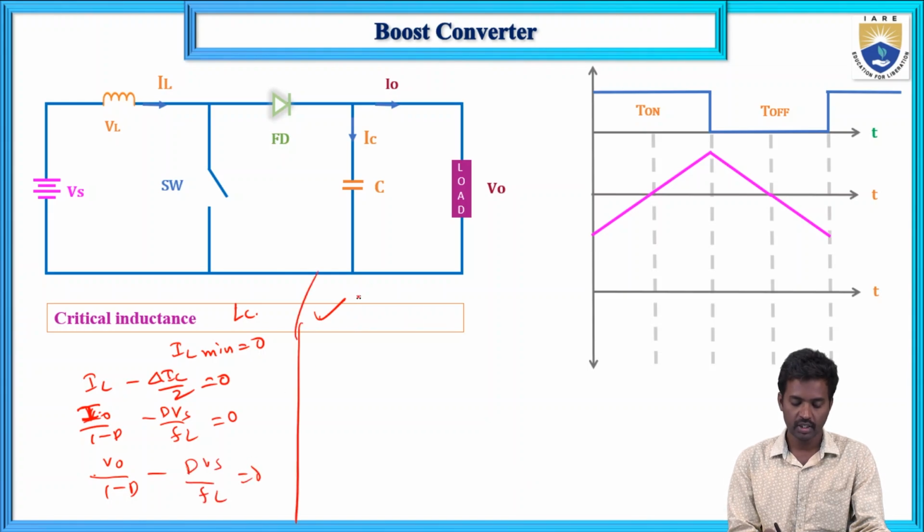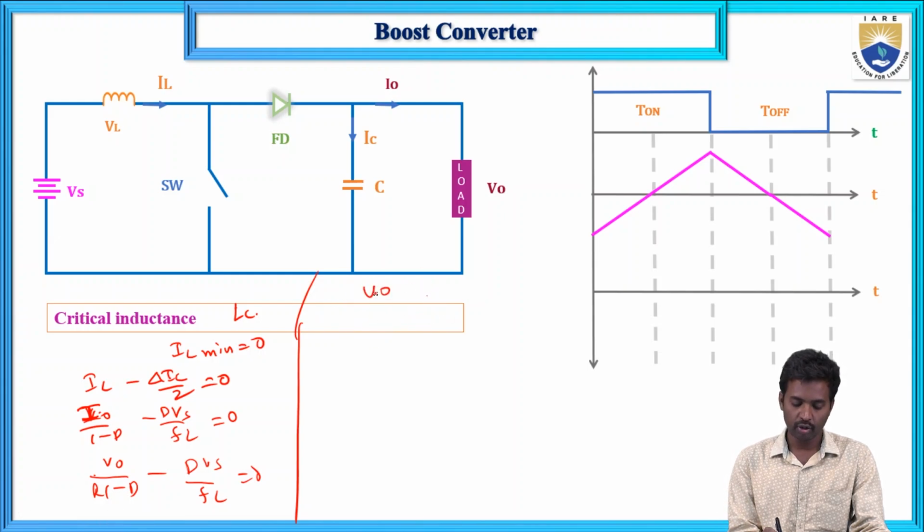So now this is the case. V naught equals, what is the formula? V naught equals D into Vs divided by 1 minus D. Sorry. V naught, sorry, here this is divided by R, and next here this is R into 1 minus D whole square. Sorry, I will write it again here.